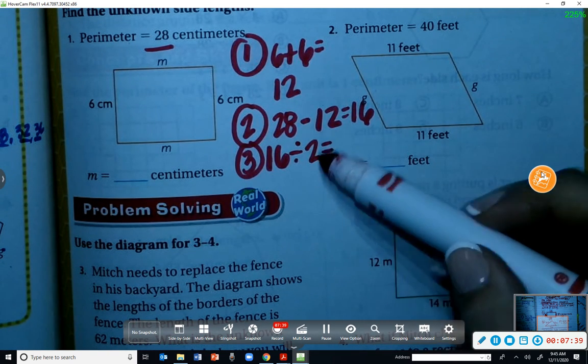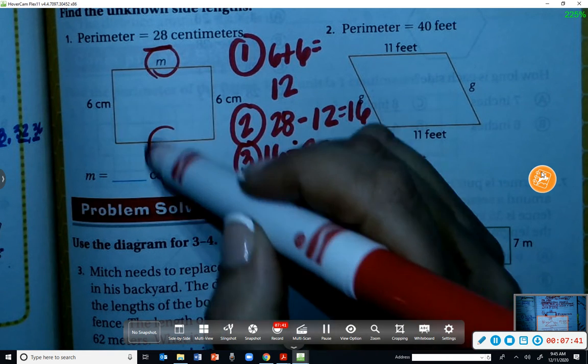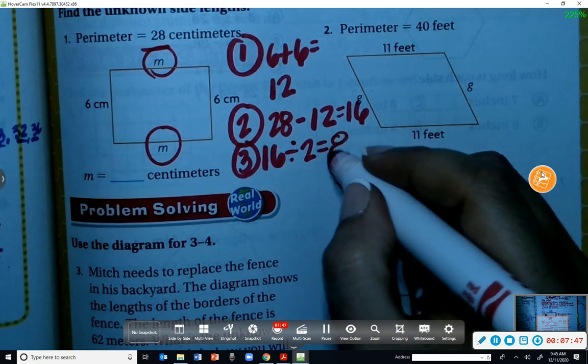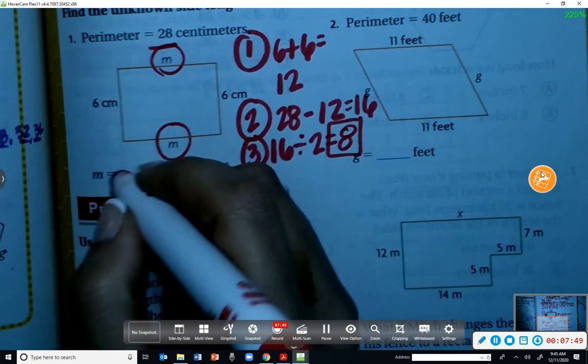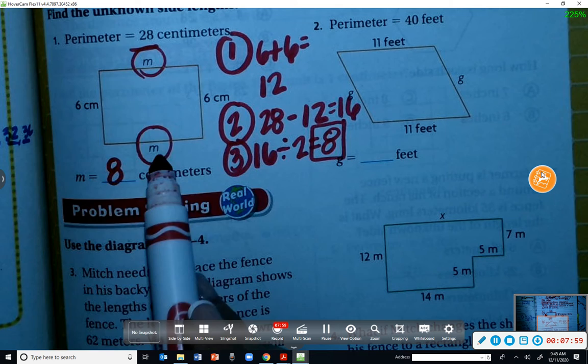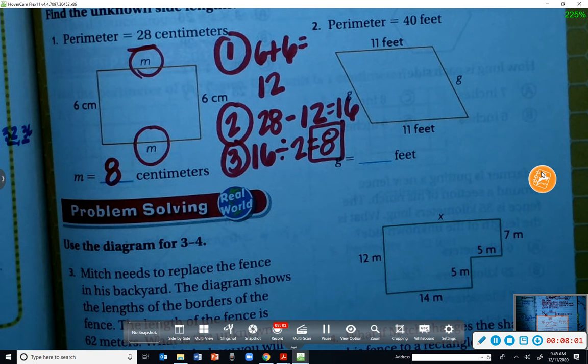I'm dividing by 2 because there's 2 missing sides. 16 divided by 2 is what? 8. Good. So for number 1, we should have gotten 8. Okay. We divided by 2 because there's 2 missing sides.